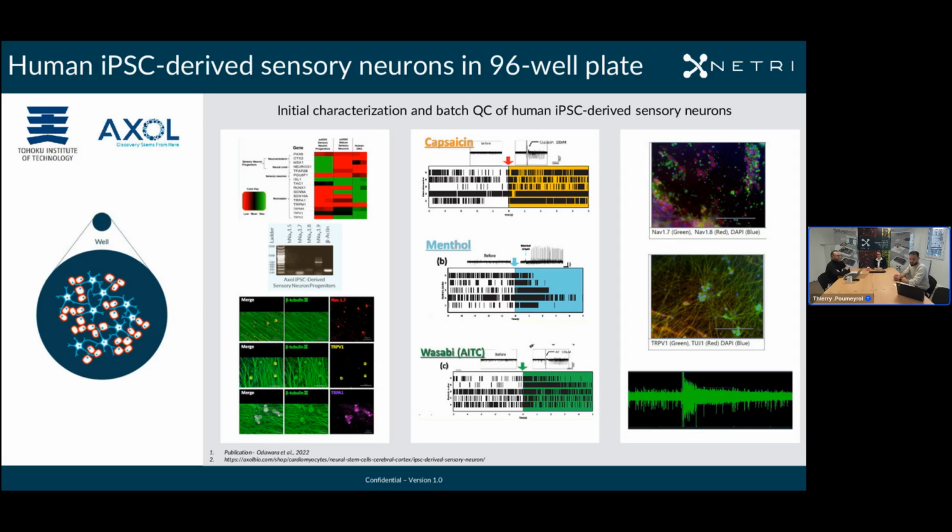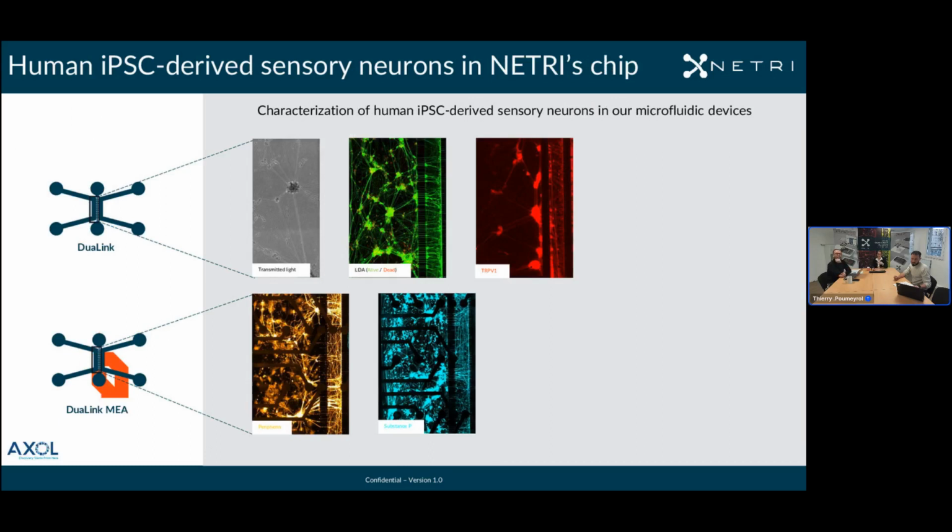We also work with them because they provide quality control for each batch, showing the cells really express the proper markers and are functionally active by responding to capsaicin. And this is an example of what we did in our devices to confirm that the culture protocol was adapted, that the cells also expressed markers such as TRPV1 or peripherin in our devices, and that we have good viability in our devices.